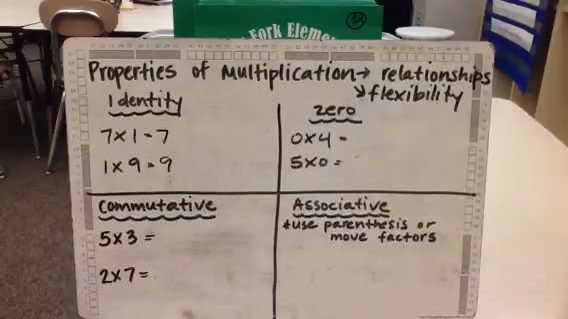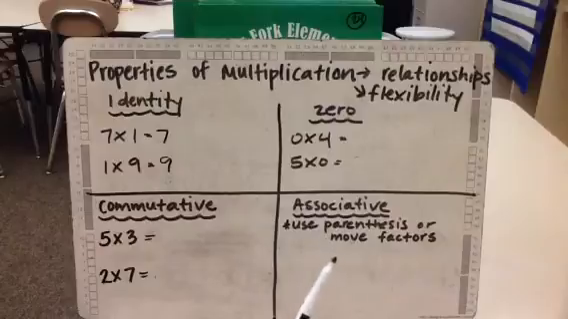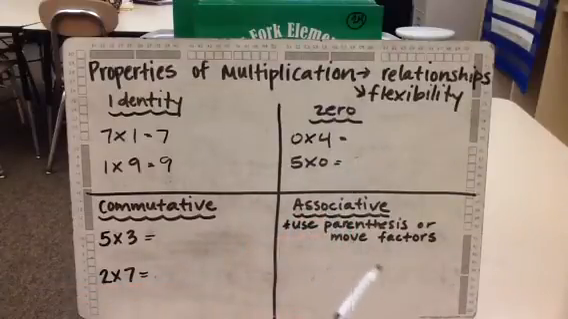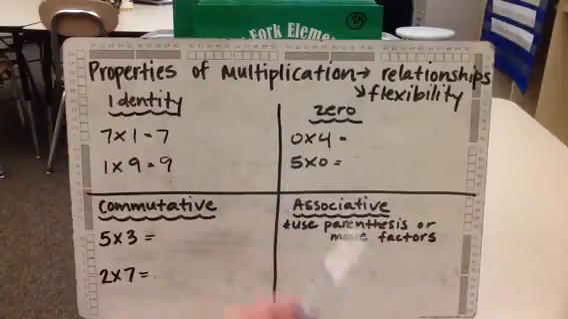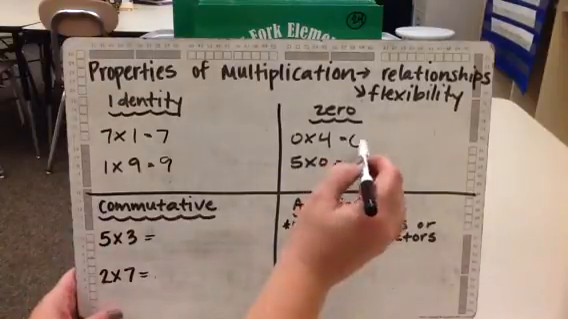My other property is the 0 property. So this one is if I see a factor of 0, no matter where it is, then the product is going to be 0. And the reason that would work is if I have 0 groups of 4. So someone else might have 3 groups of 4, but I have no groups of 4. I have nothing. So my product is 0.